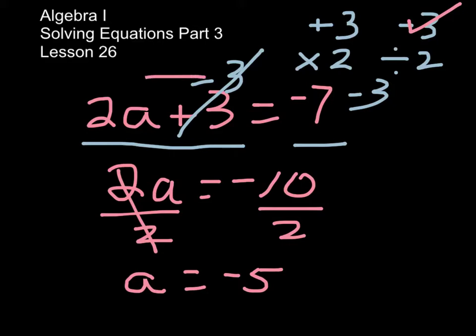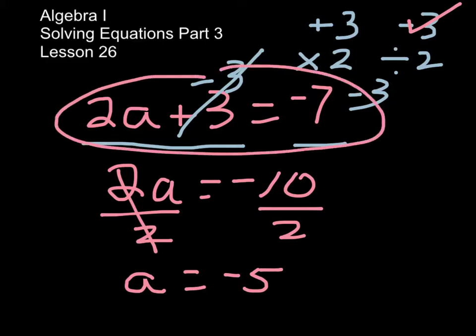If I go back and check that with the original equation and take 2 times negative 5, which is negative 10, and then add 3 to it, we can see that we get negative 7.